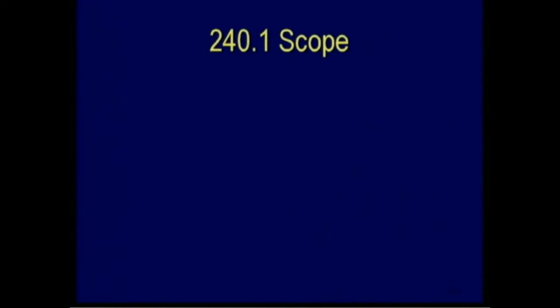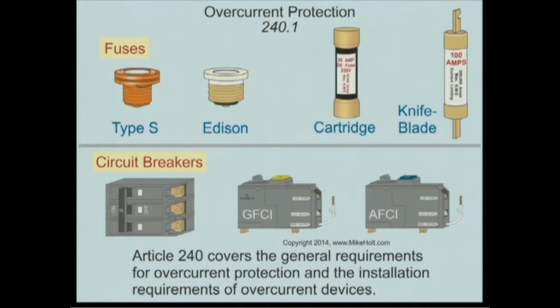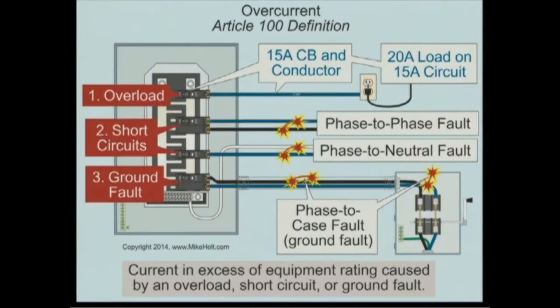Let's go to the scope of 240. It covers the general requirements for overcurrent protection devices and the installation requirements for overcurrent devices. You have type S fuses, Edison fuses, Carson fuses, knife blades, circuit breakers, GFCI type breakers, AFCI type breakers. We're not going to be covering all of these in the video, but they are covered in the textbook.